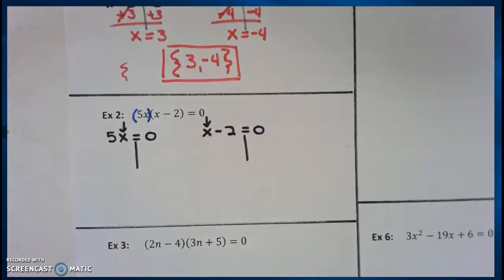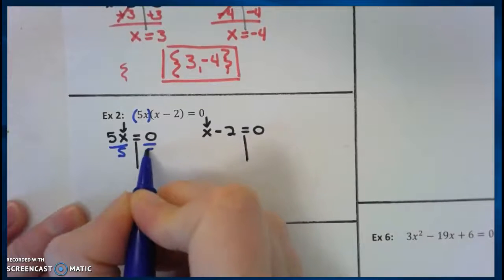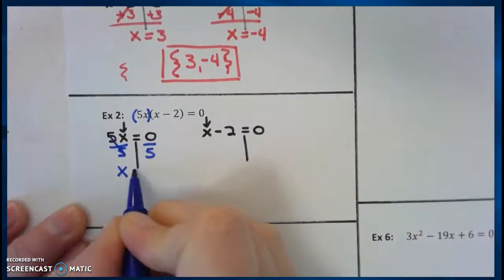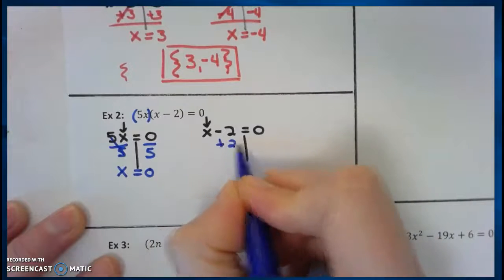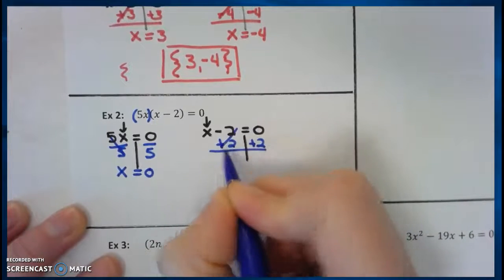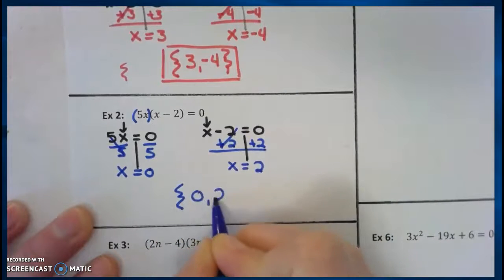Okay. All right. So in order to solve this problem, the 5 is attached to the x, which means they're multiplied, so we are going to divide to make it go away, which gives me x equals 0. On this one, I'm going to add 2 to both sides of that equal sign, and that leaves me with x equals 2. So that means the x-intercepts are 0 and 2.